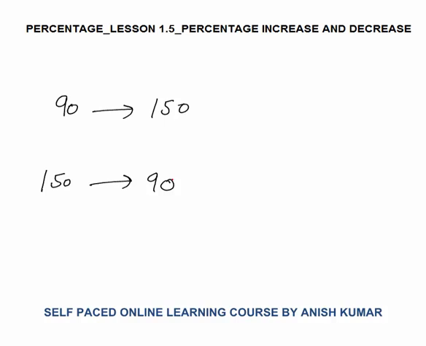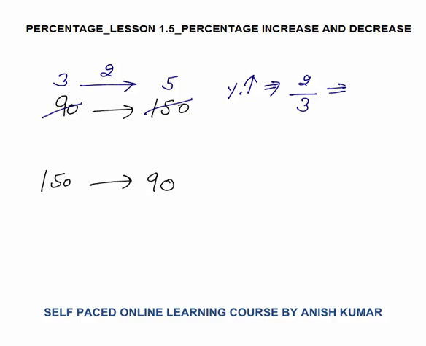Now next is 90 to 150. What is the percentage increase? Now you can see that the numbers are simple. We can take the ratio. 3 is 90, 5 is 150. Now rather than calculating 90 to 150, what is the percentage increase, we just calculate 3 to 5. What is the percentage increase? Now percentage increase, I told you that increase is what percentage of base. So increase is 2. 2 is what percentage of base, that is 3. Now we need to calculate 2 is what percentage of base, that is 2 by 3 into 100.